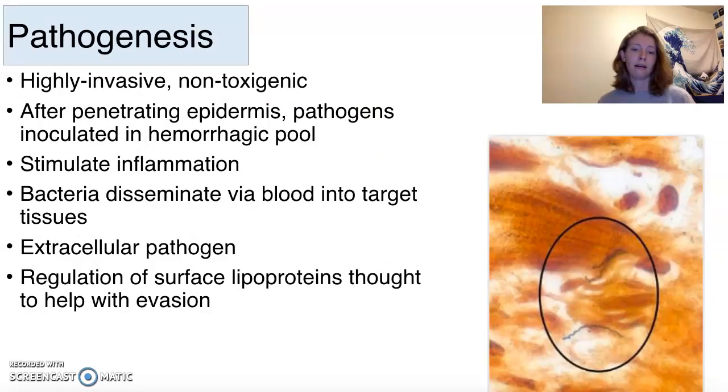So pathogenesis. Not a lot is understood about how the bacteria affect the immune system, but it is known that it is highly invasive and non-toxigenic. After penetrating the epidermis through the tick bite, the pathogens are inoculated in a hemorrhagic pool where they stimulate the inflammation, which is the initial rash. After that, the bacteria can be disseminated via the blood into target tissues like the heart tissue, the joints, and your nervous tissue. It is an extracellular pathogen, and it's thought that it can evade the immune system so effectively because of its ability to regulate its surface lipoproteins.